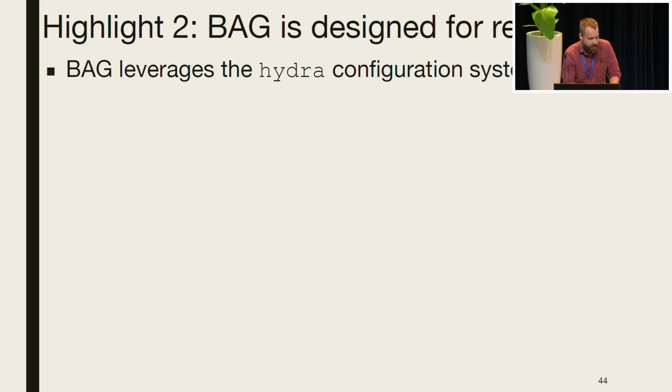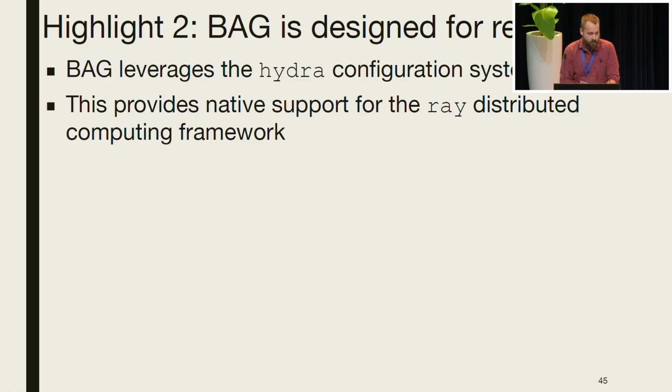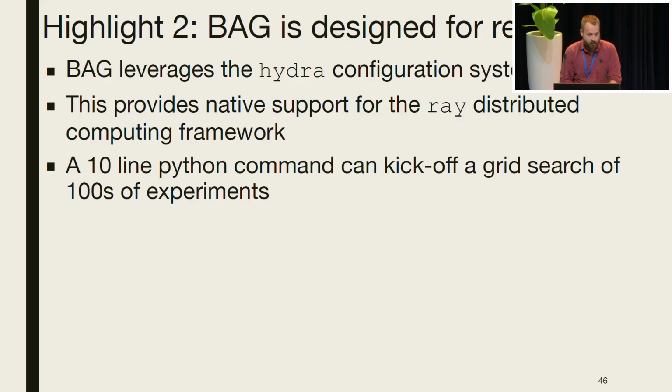So highlight number two is that BAG is designed for research. It leverages the Hydra configuration system, which makes it really easy to configure the experiments using a YAML file or command line arguments. This provides native support for the Ray distributed computing framework, which makes it really easy to perform a grid search over a lot of different hyperparameters. So a single 10-line command can kick off a grid search of hundreds of experiments.